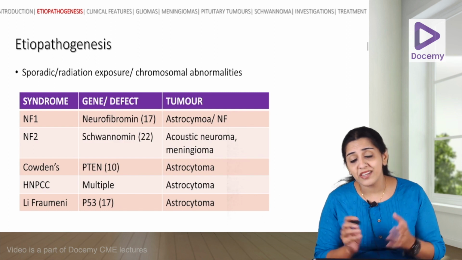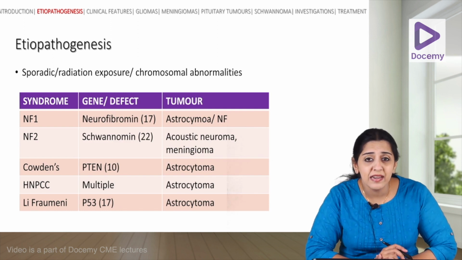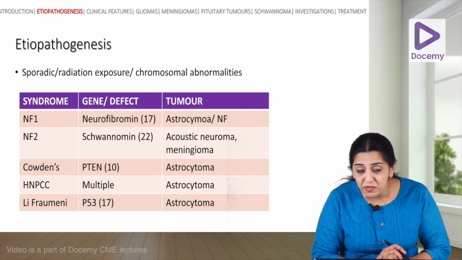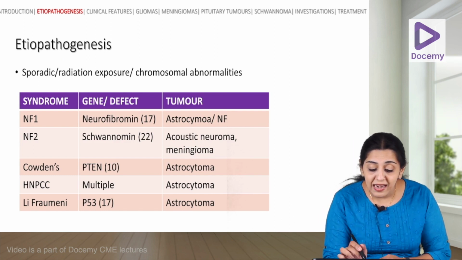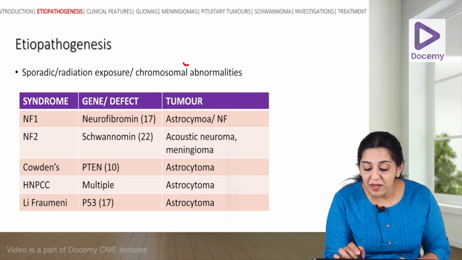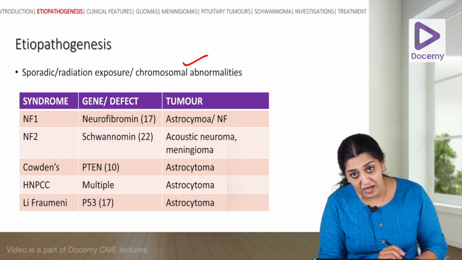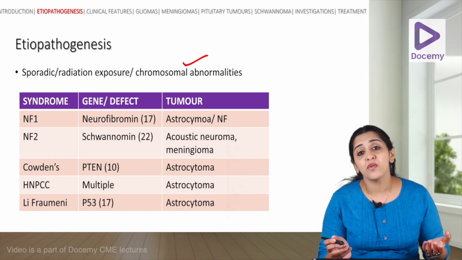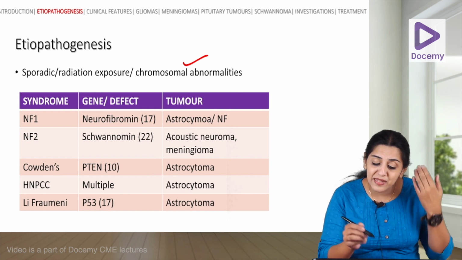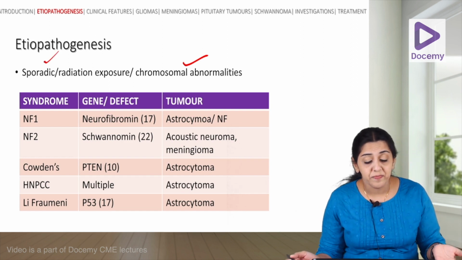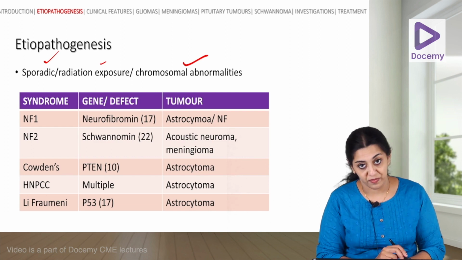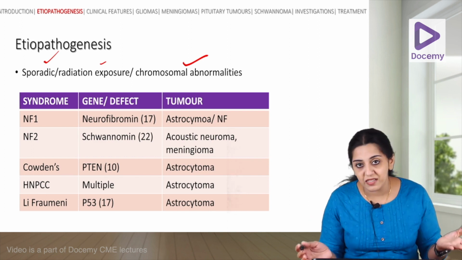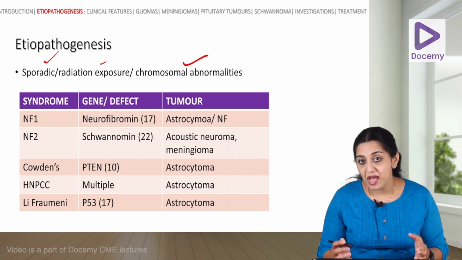Now coming to the etiopathogenesis. How does one acquire a brain tumor? Half of it is determined at birth because it has some association with chromosomal abnormalities, and otherwise certain tumors happen sporadically without any reason or due to environmental problems like radiation exposure. So half of it you can't determine and half of it is in your hands.